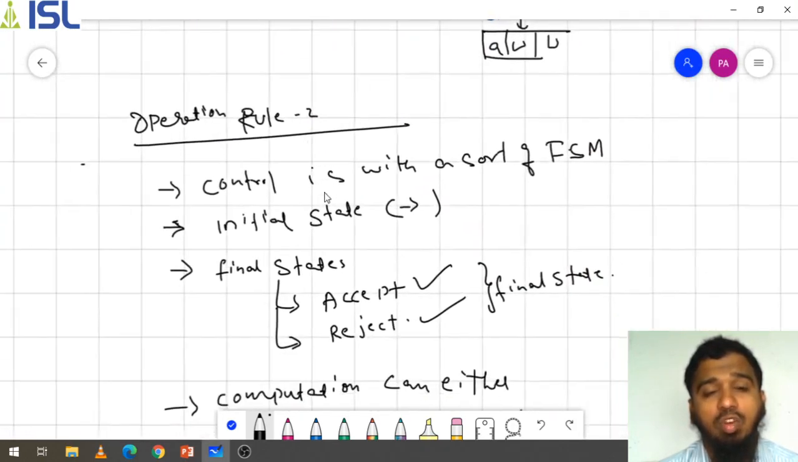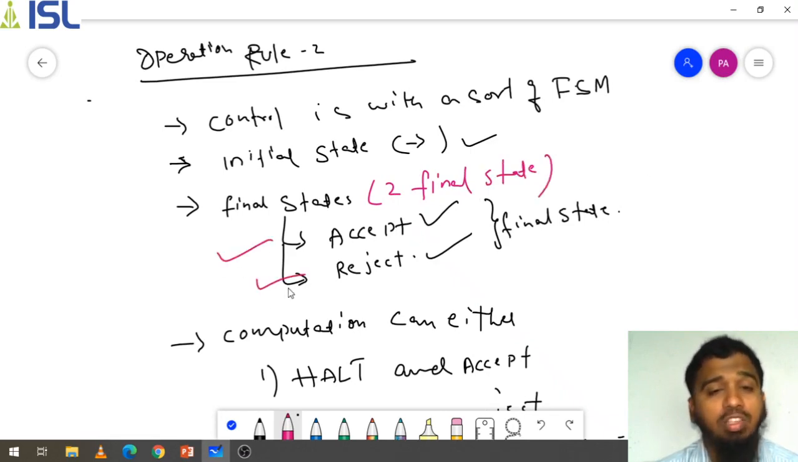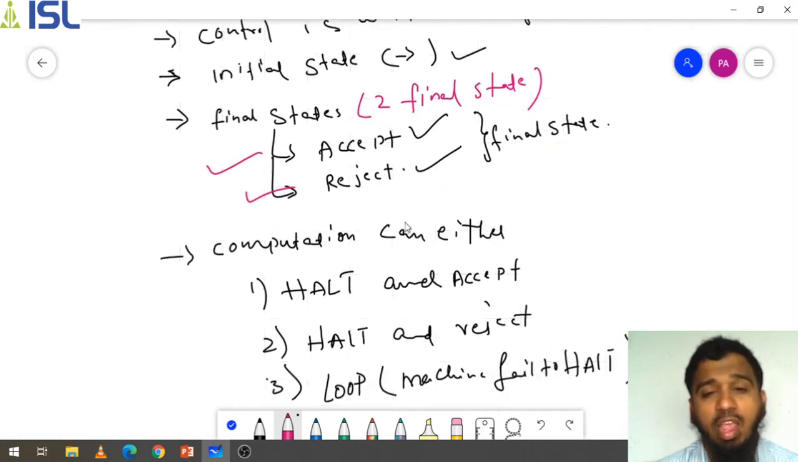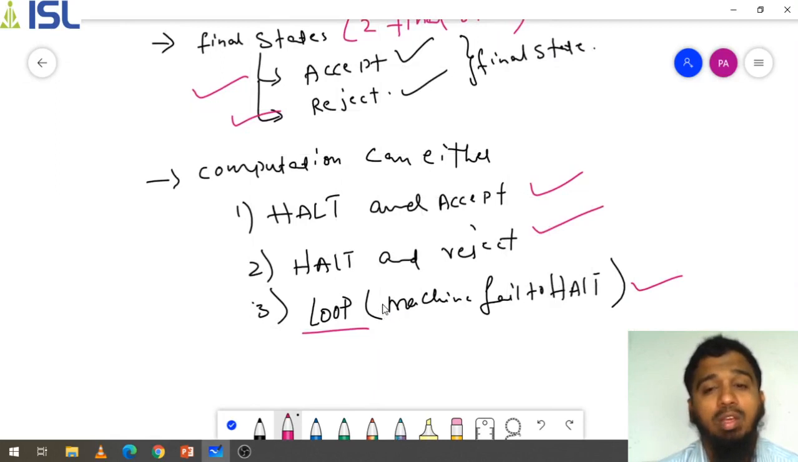Okay, and the next part is a sort of FSM only, and it has the initial state and it has final states. How many final states are there? Two final states. The first one is accept and the second one is reject, and the computation can either halt and accept, or halt and reject, or the machine fails to halt, that means loop. When it is loop then it cannot be stopped or halted. So, this is about today's class.